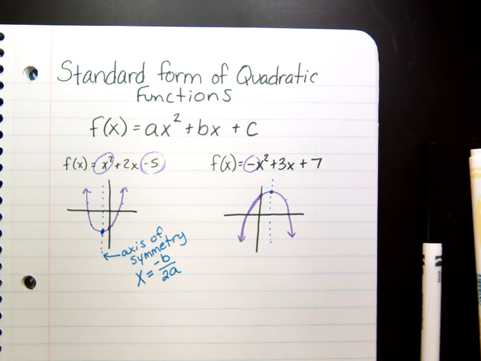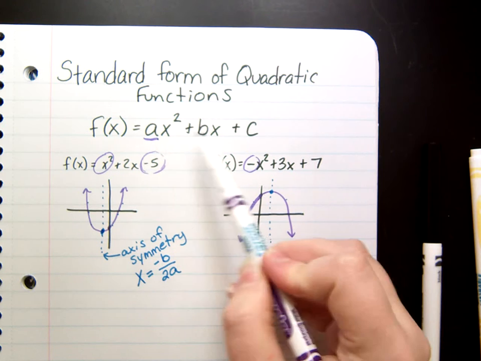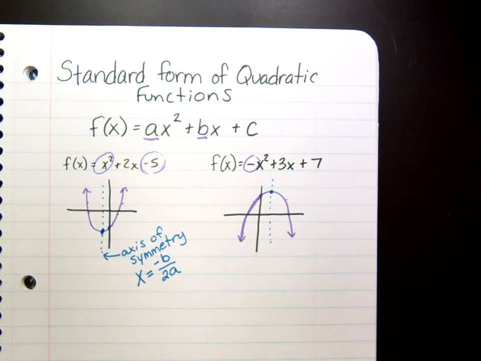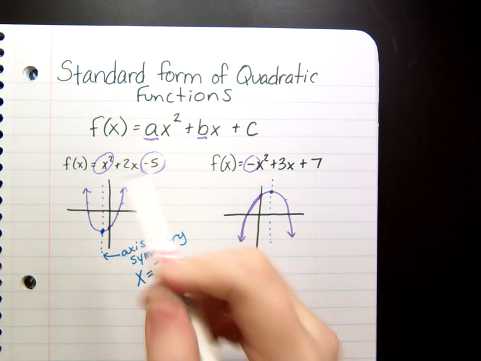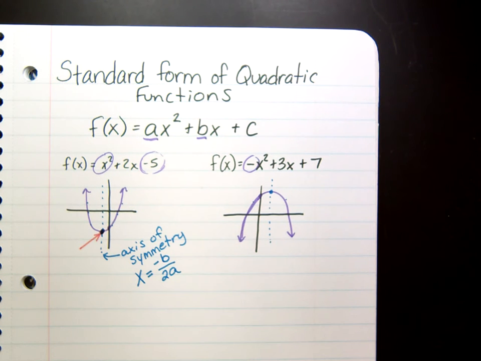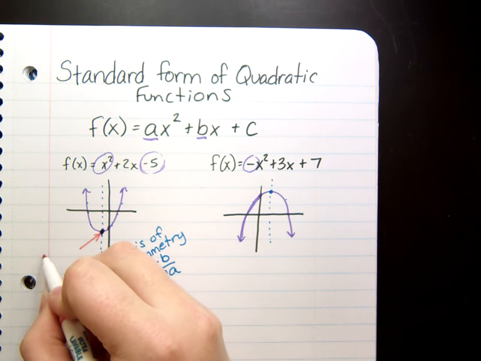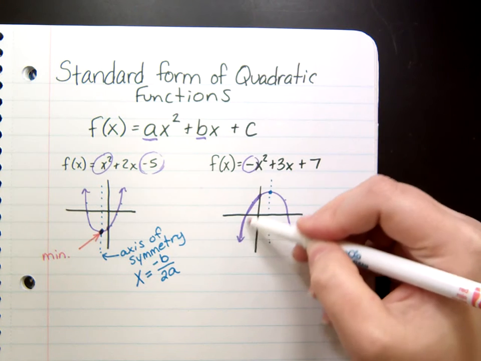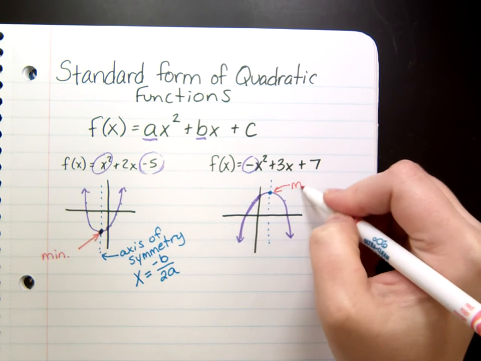A and b, remember, are your numbers up here. A is in front of x squared, b is in front of x. Now, I can also tell whether a quadratic is going to have a minimum or maximum by looking at the graph. And the way we tell that is, is your a value positive or negative? Again, if it's positive, it opens upward, which means the vertex is your lowest point. And because it's the lowest point, the vertex is a minimum. If your a value is negative, it opens downward, and your vertex is a maximum.